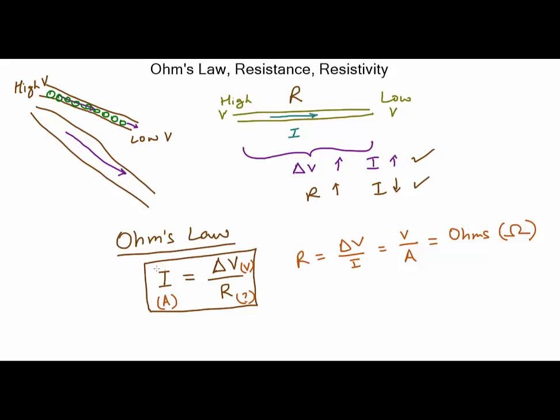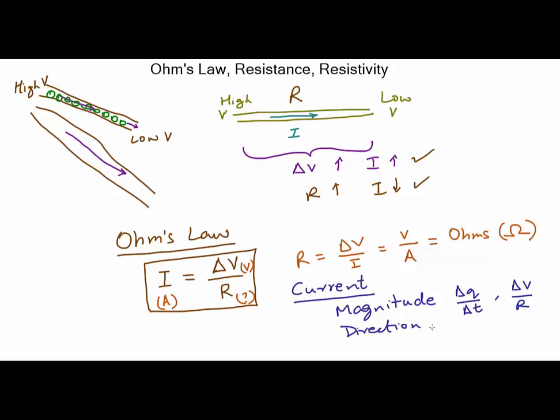One other quick point about current here. We see that current has magnitude, and that's the rate of flow of charge, how much charge goes through a point in the circuit in 1 second, and it does have direction. So this magnitude is delta Q over delta T, or as we just learned, it's also equal to the potential difference divided by the resistance. And the direction is from high to low potential, more specifically high to low electric potential. Now, even though current has magnitude and direction, it is not a vector.